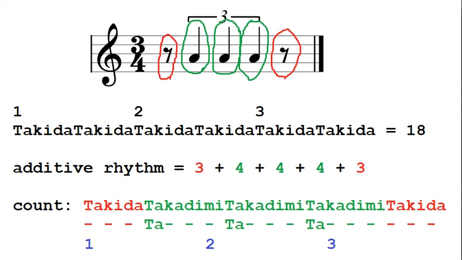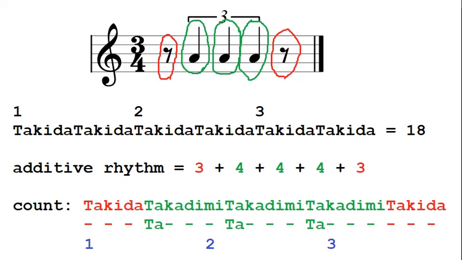Now the 3 notes, the 3 quarter note triplets, take the place of 2 beats. And we're subdividing each beat into 6 parts. So that's a total of 12 parts. And since we're dividing them equally into 3 parts, it comes out to 4 parts per note. In other words, takadimi on each note. In other words, it sounds like this.